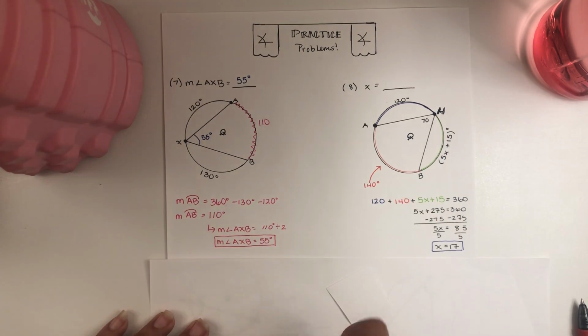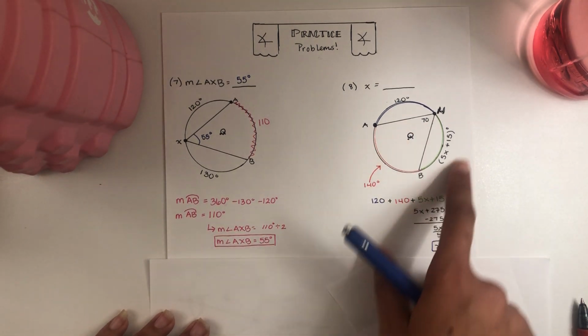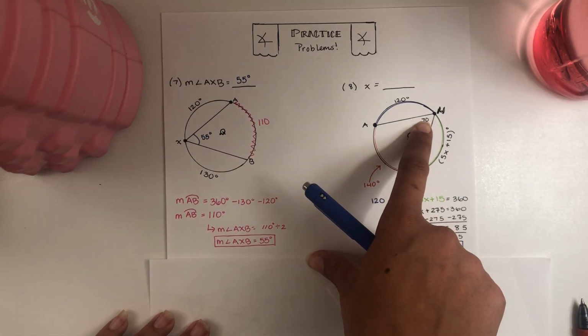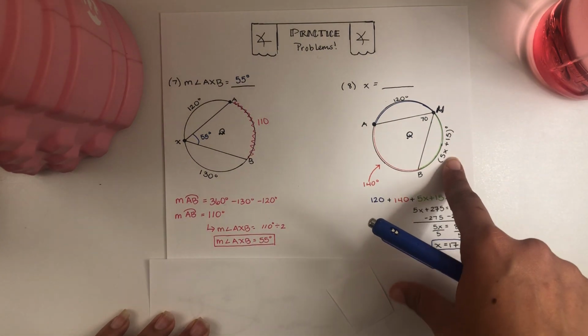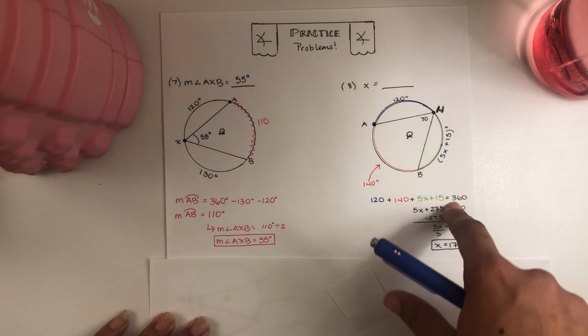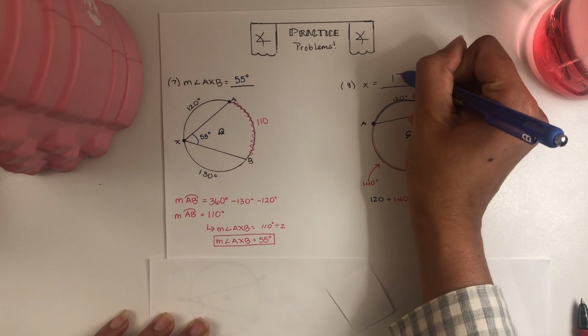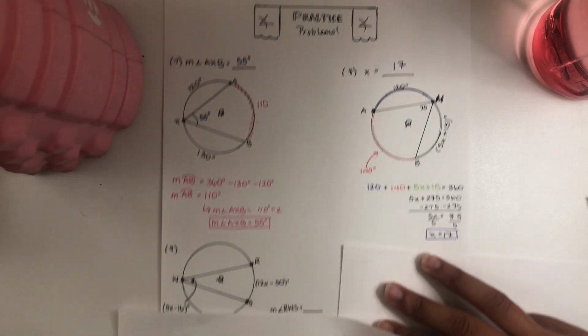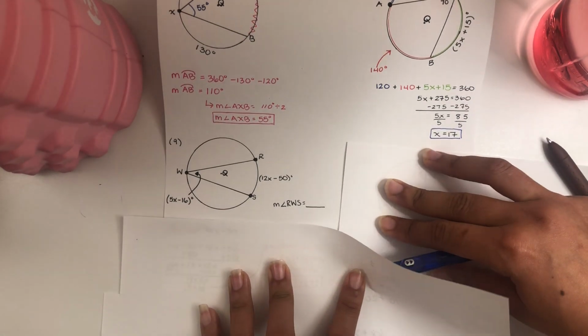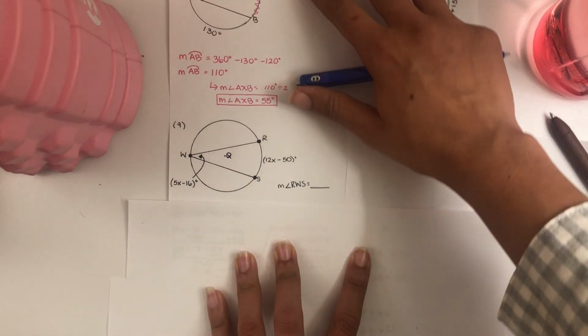All right, and then number 8. So you can start where you want, but if this is 70, take that, multiply by 2, you get 140. Then what does this plus this add up to? Again, 360. Solve for x, 17. All right, 2 more practice problems. Oops, just dropped some stuff. All right, pause the video.